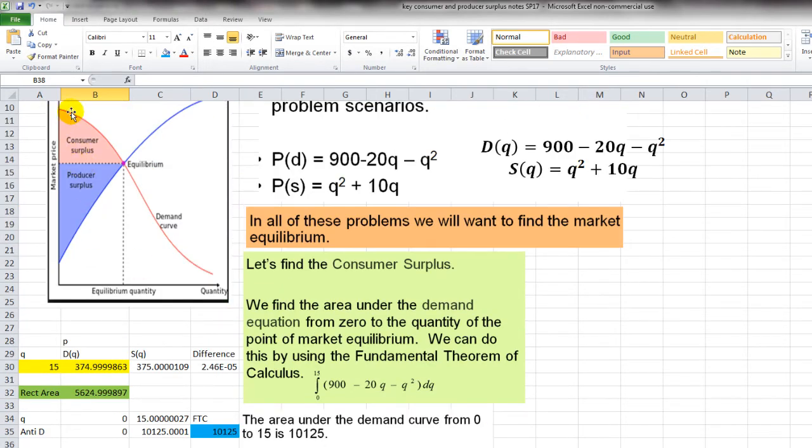Up here's what they were willing to pay. This is what they had to pay. So the consumer surplus is the total that consumers saved because what they were willing to pay was higher than what they had to pay.